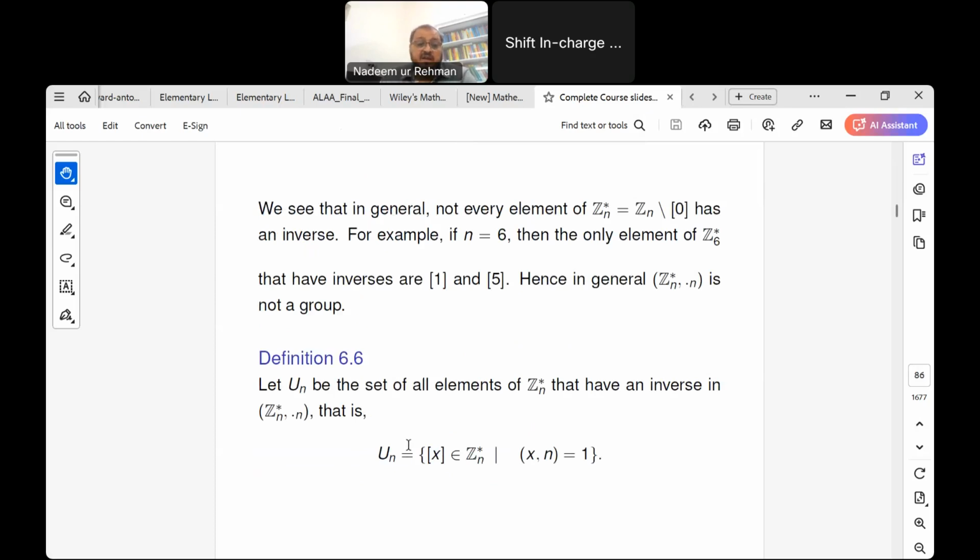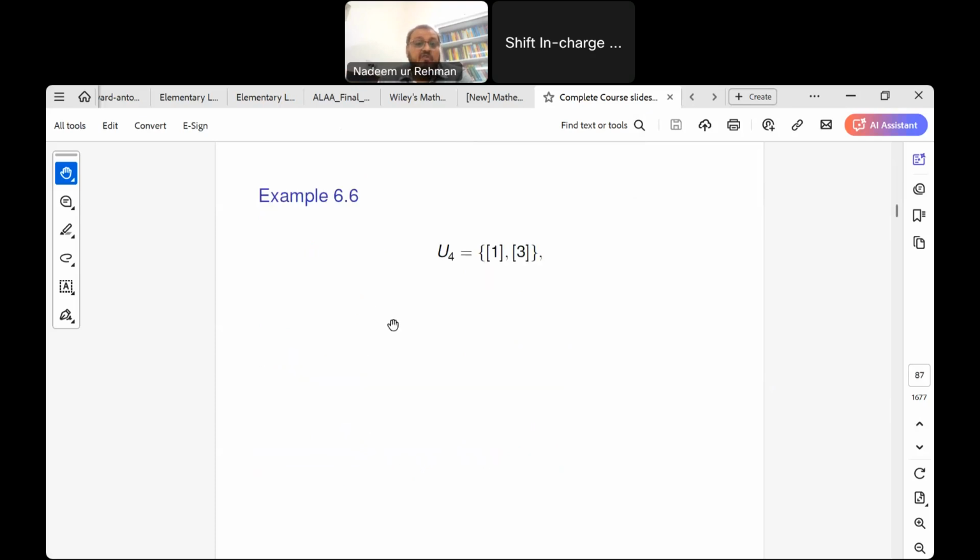So in general, we can define Un as the set of all elements of Zn that have an inverse. That means we take the collection of equivalence classes of non-zero x in Zn where x and n are relatively prime. This Un under multiplication forms a group. So U4 has the elements 1 and 3, both relatively prime to 4, and U9 has the elements that are relatively prime to 9.